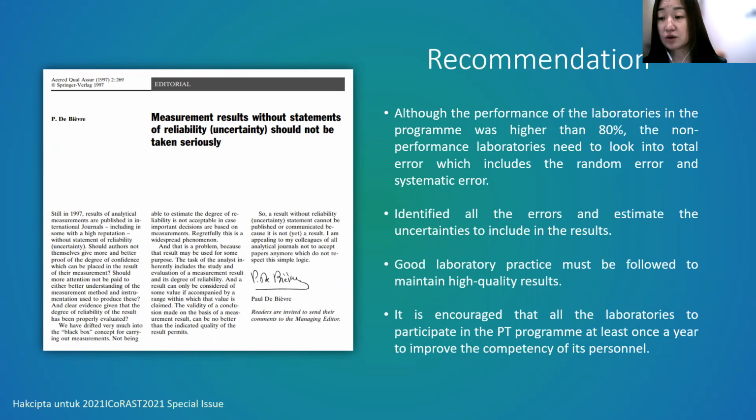It is encouraged that all laboratories participate in the PT program at least once a year to improve the competency of their personnel.